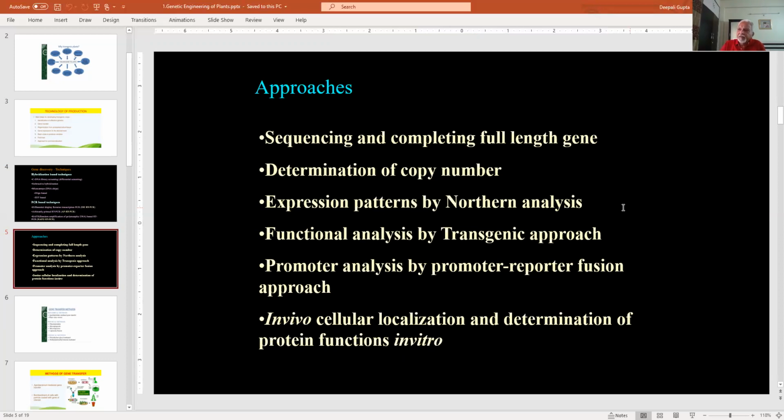And then once you determine that a set of genes or the particular gene of interest is expressing only in test conditions, then you go for functional analysis.